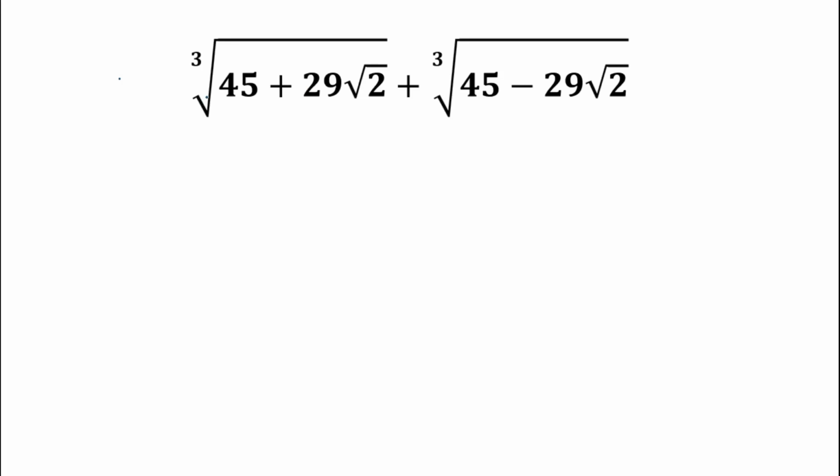Hello students, in this video we are going to simplify a nice radical problem. Here: cube root of 45 plus 29 times square root of 2, plus cube root of 45 minus 29 times square root of 2.